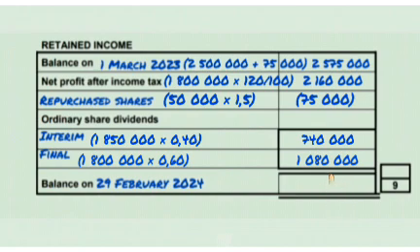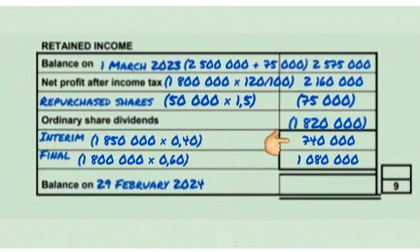1,080,000. Those two amounts, my interim and my final, are going to give me what I call my ordinary share dividend. What I have to do is to simply add them. Add 740,000 plus 1,080,000, and it's going to give me 1,820,000 in bracket. Why in bracket? Because it's a dividend. I am paying it.